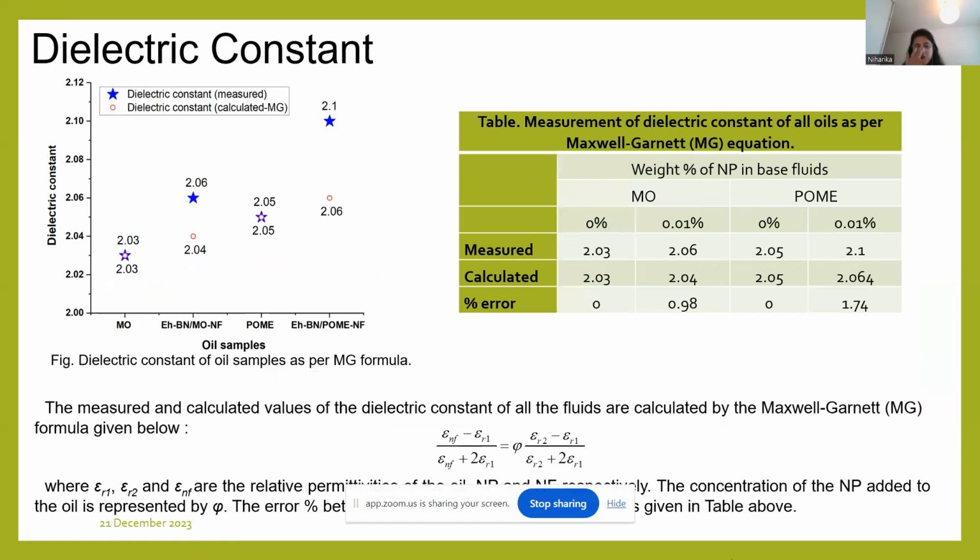Also, we have done some experiments with the dielectric constant. The calculated values can be obtained by the Maxwell-Garnett equation. This is a very simple equation where you just need to put the percentage of your nanoparticle concentration. We have 0.01 percent. Too much concentration of the nanoparticles is also not very advisable, because after a certain point agglomeration tends to occur. So all the properties just begin to go downwards.